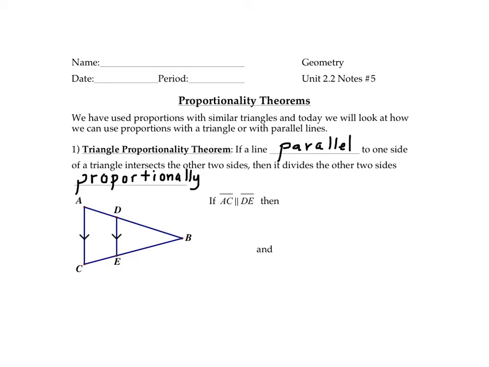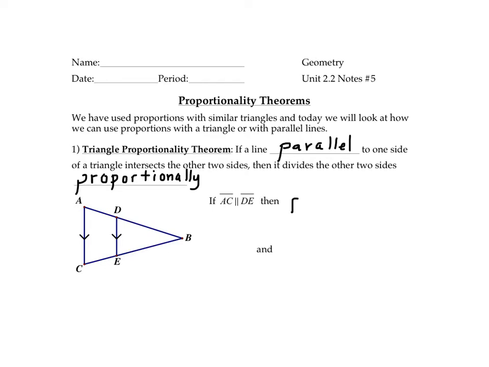So what this means is, in the case of this figure, you see that line segment AC is marked parallel to DE, and those two segments intersect the two sides of the big triangle, triangle ABC. Then, according to our theorem, those two sides are divided proportionally.